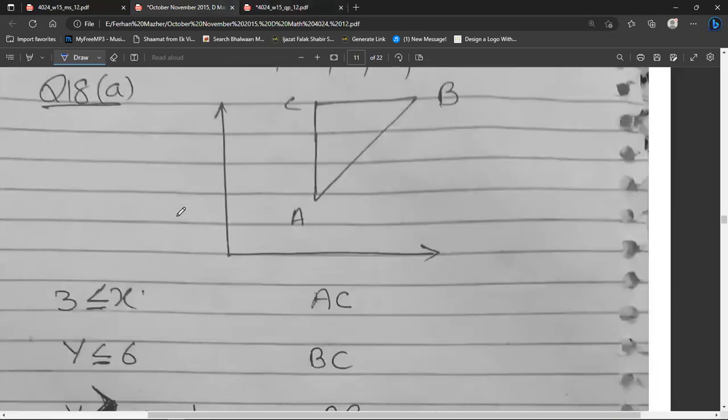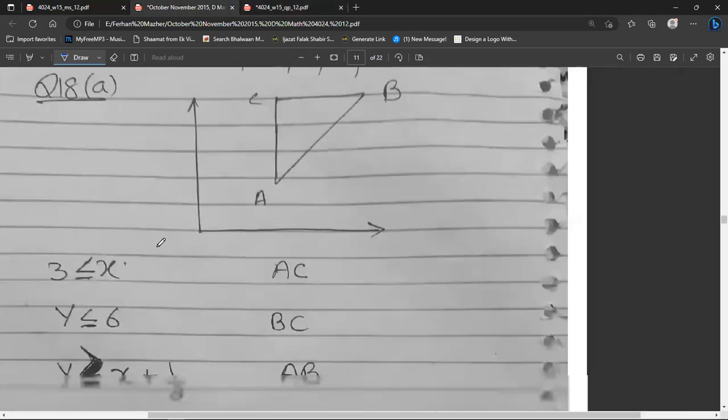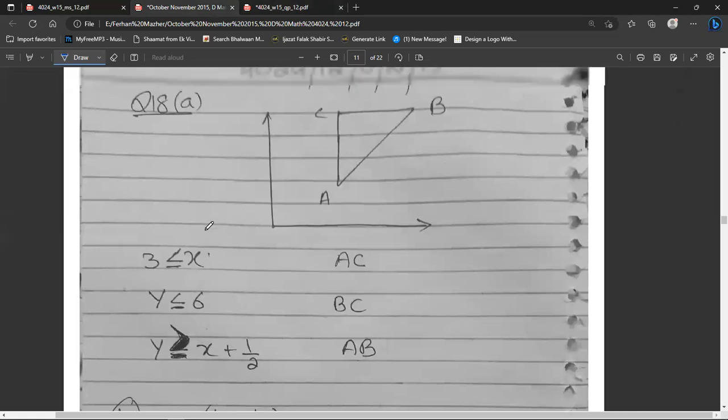Let me show you. I have written this. So for the AC, I will write x is greater than or equal to 3. For the BC, because the area is below this, y is less than or equal to 6. And for the AB, because the area is above this line, the crocodile's mouth will be towards the y. So it will be y is greater than or equal to x plus 1 by 2. So these are my answers.